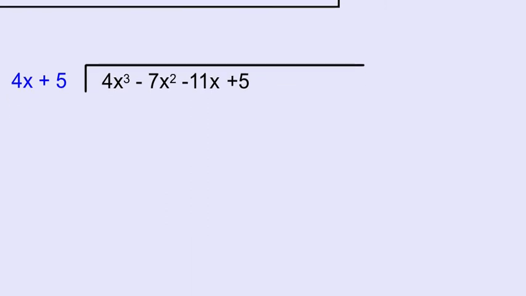So we say, how many times does 4x divide into 4x cubed? So off to the side, 4x cubed divided by 4x. In this case, the 4's cancel. You can cancel by an x, and you're left with x squared. So x squared goes up on top.